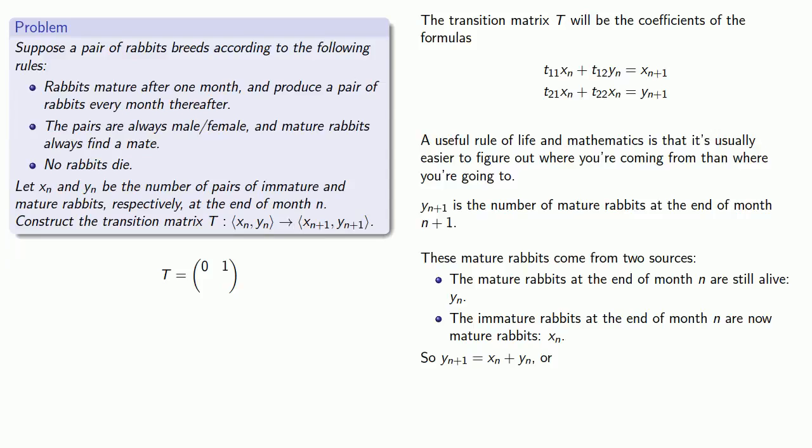And again, writing this formula in standard form, we have yn plus 1 equals 1xn plus 1yn. And these coefficients will give us the second row of the transition matrix.